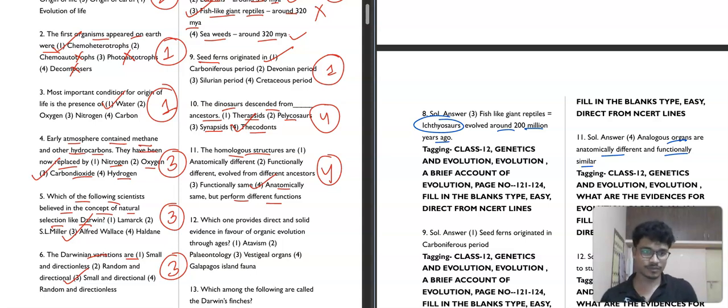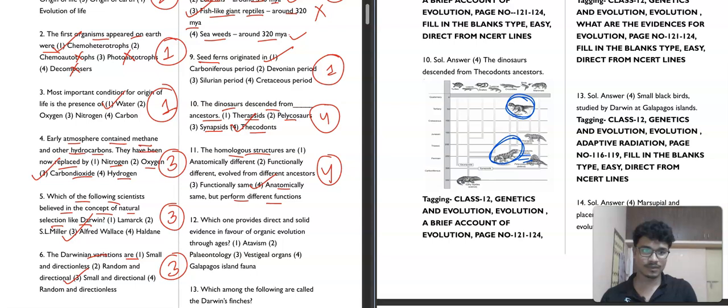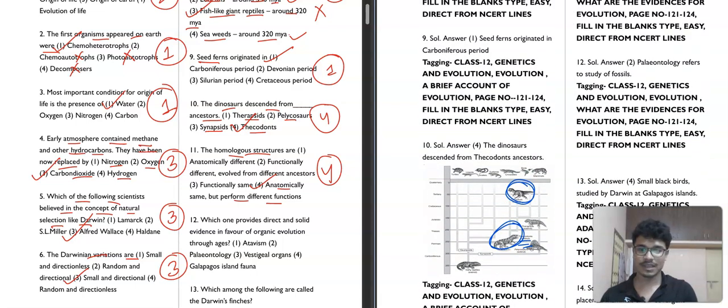Then question number 12. It is saying, which one provides direct and solid evidence in favor of organic evolution through ages? Atavism, paleontology, vestigial organs, or Galapagos Island fauna? Anything can be framed as options. So which of the following is the direct evidence? That is paleontology. It is basically the study of fossils. So if you study the fossils, we know how organic evolution occurs through ages. Second option will be your correct answer for this question.